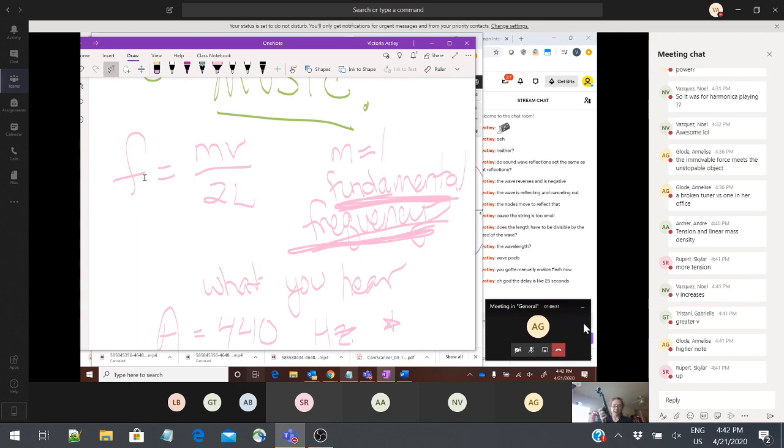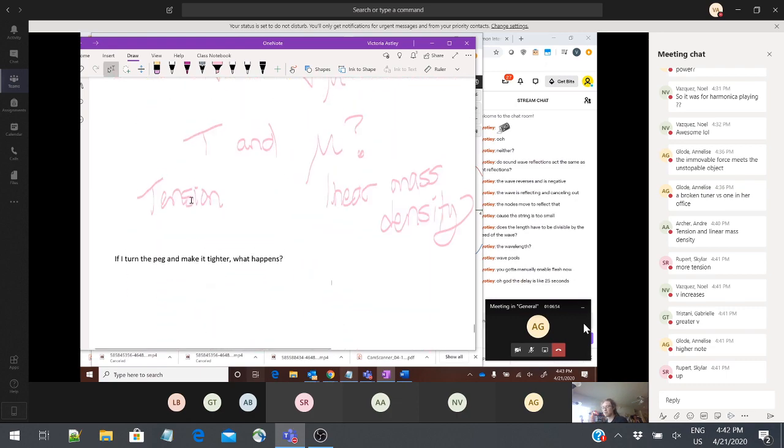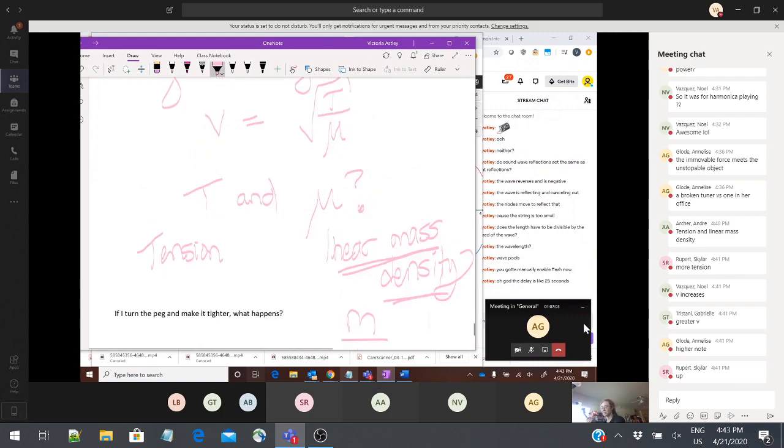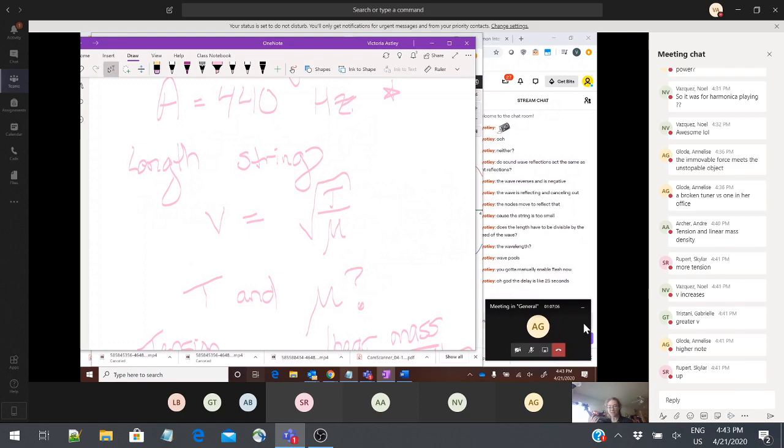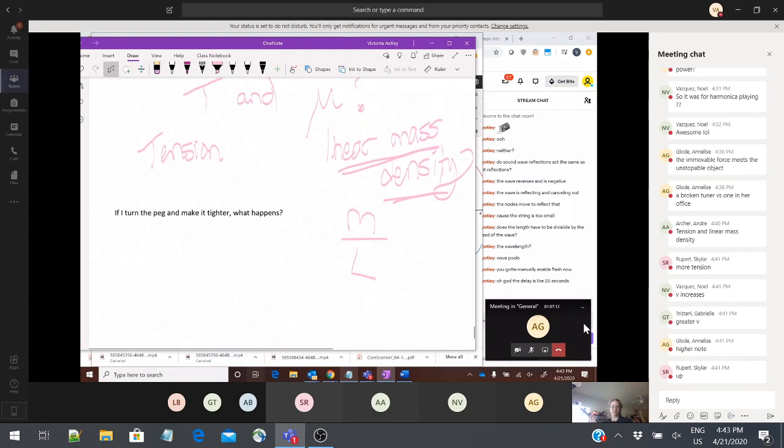If I have several different strings, ta-da. Can you see that they are slightly different thicknesses? Right? If each of these strings has the same length, I could tune them to the same tension, but they wouldn't sound the same because they have different linear mass density. So this is mass divided by length. The thicker and heavier string will have a lower V, which means it will have a lower F for the same tension. Right?